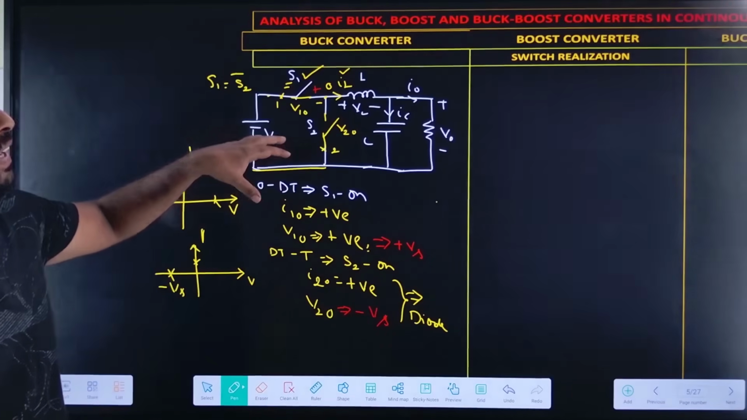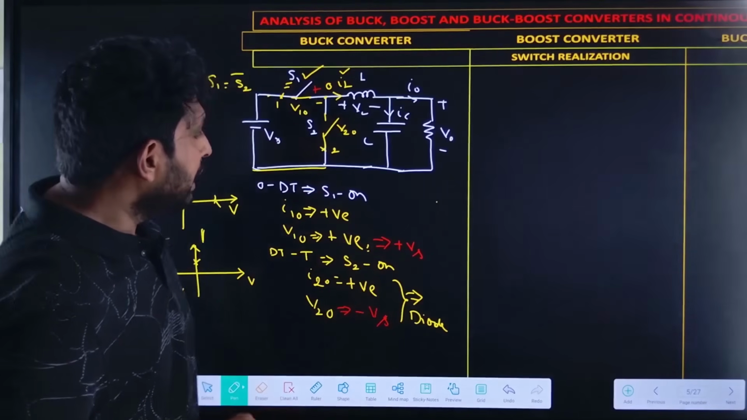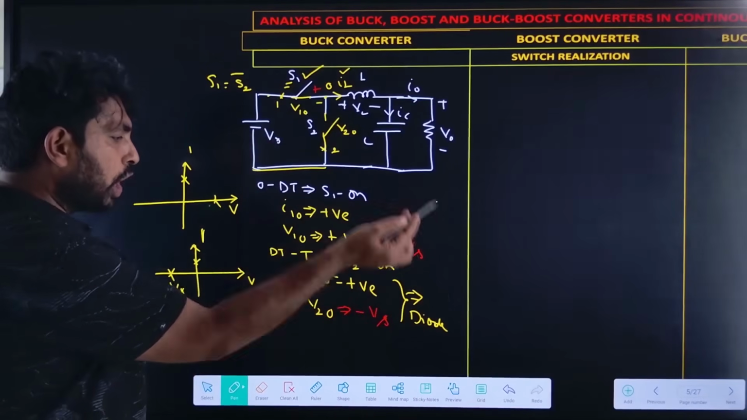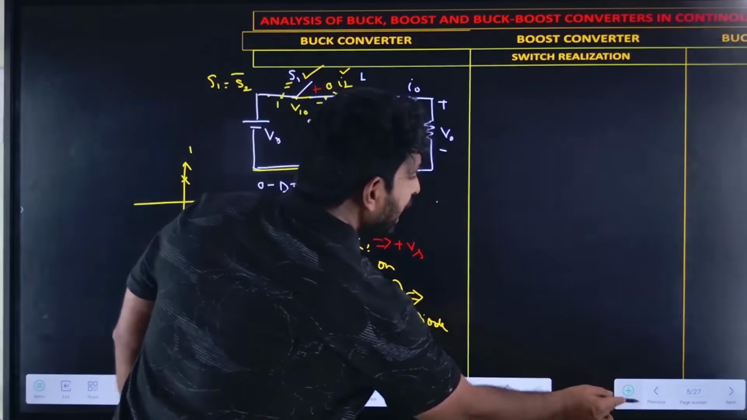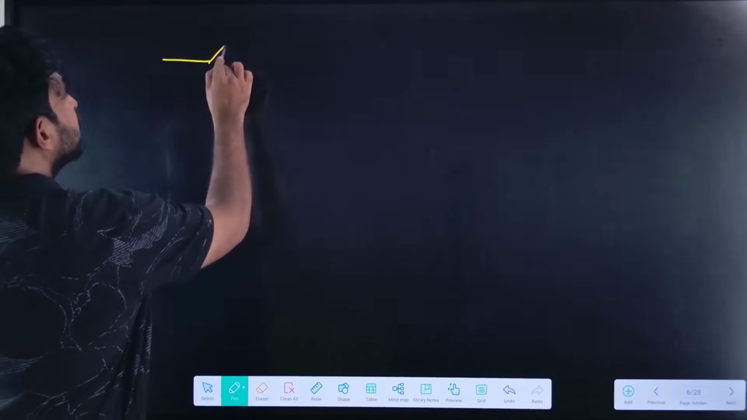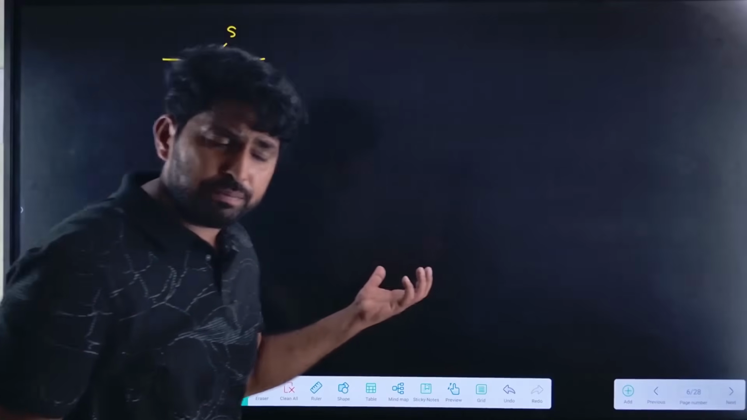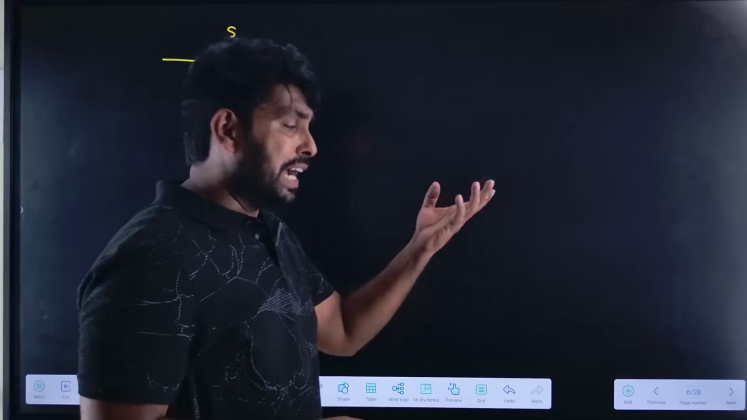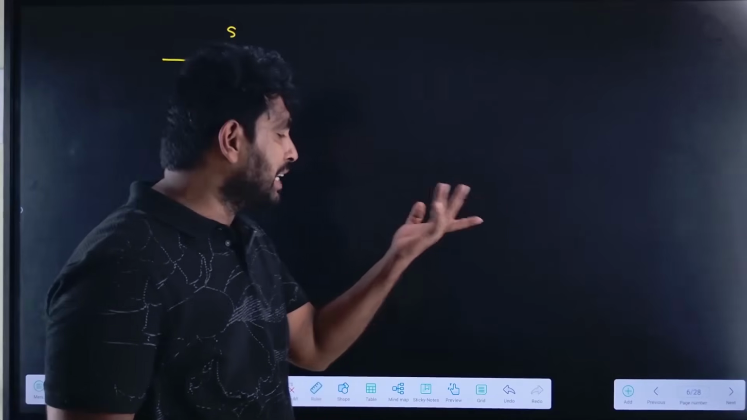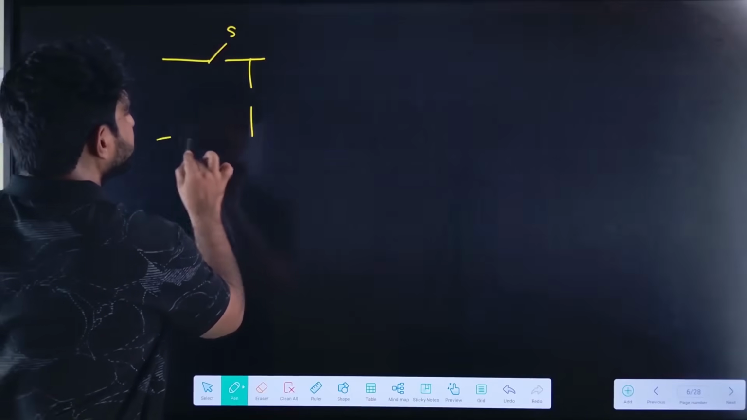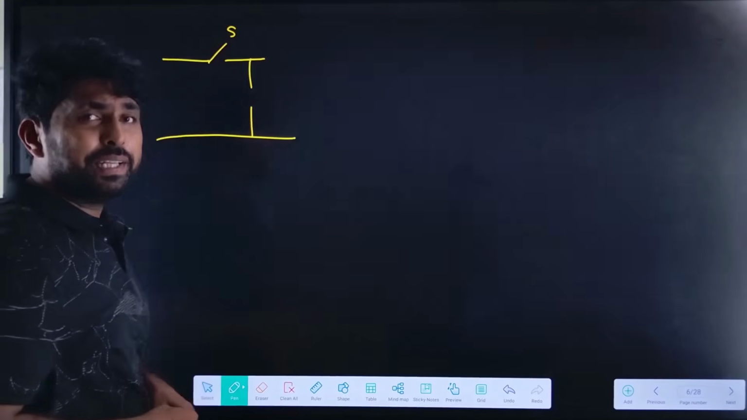Now, if I draw the buck converter, how would it be? Let me draw the buck converter. The circuit would have the switch S1, let me call this S. This S can be either an IGBT, MOSFET or a transistor. Now we need to draw S2. S2 will be the diode.